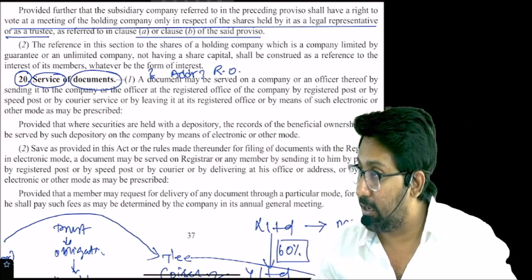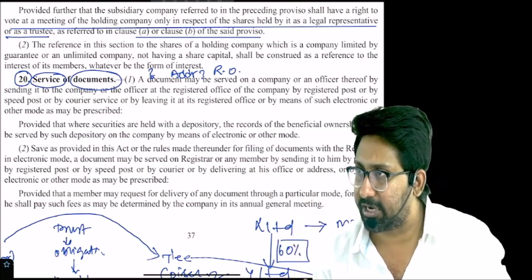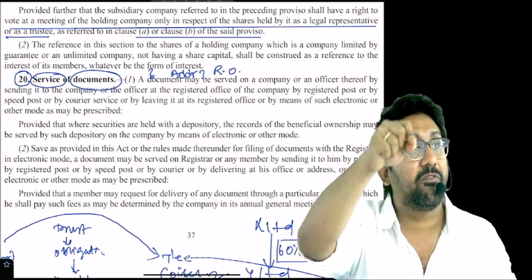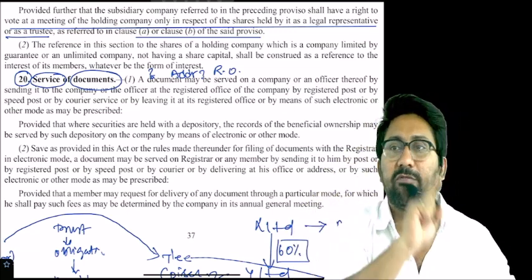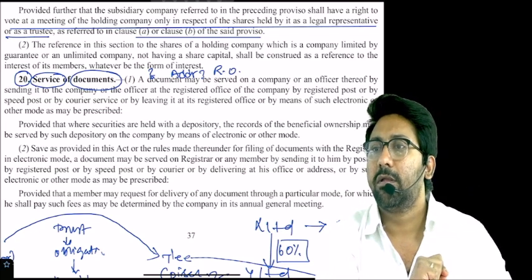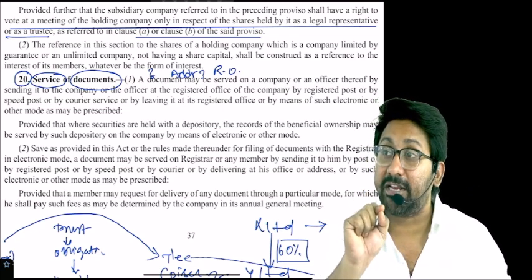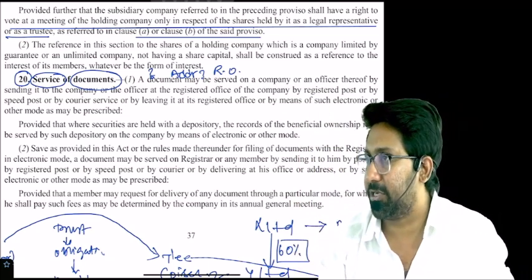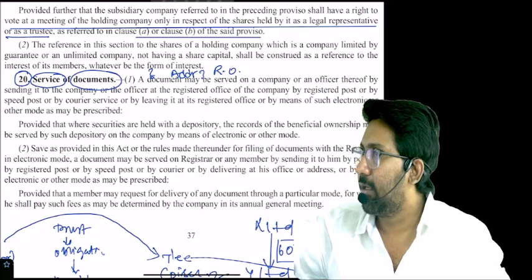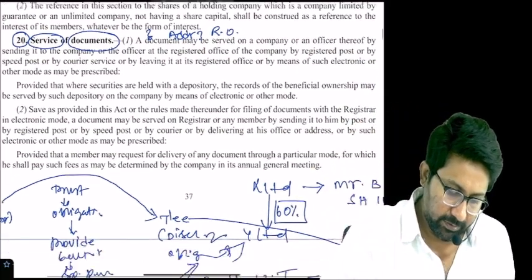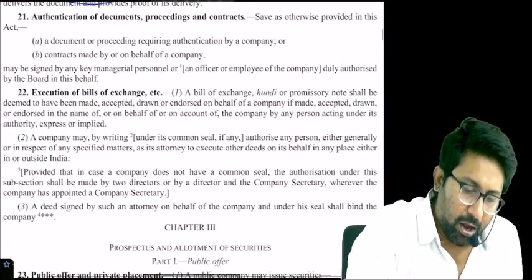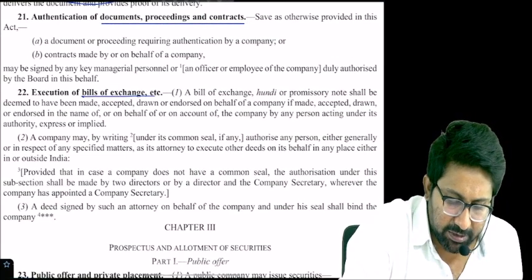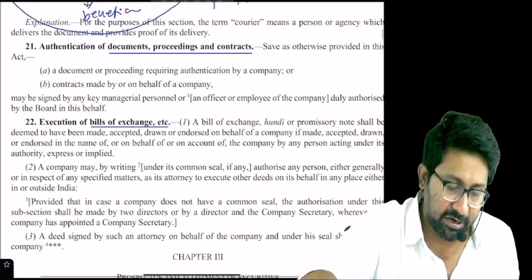Therefore, the topic of service of documents came into the incorporation chapter. That means these are the things which you need to make available from the incorporation date. That's why the name of this chapter is not just incorporation, but incorporation and incidental matters. These are all incidental to incorporation. Understood the point, everyone? Next issue after this: authentication of documents, proceedings and contracts. Next one, execution of bills of exchange. Meanings we will discuss when we come to those sections.